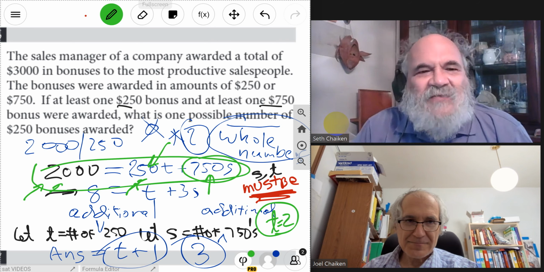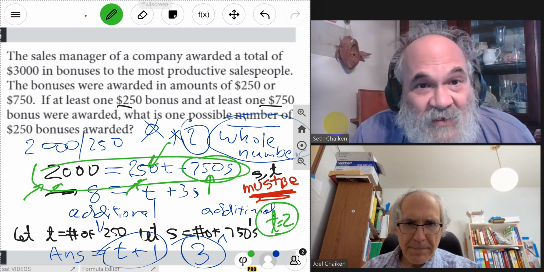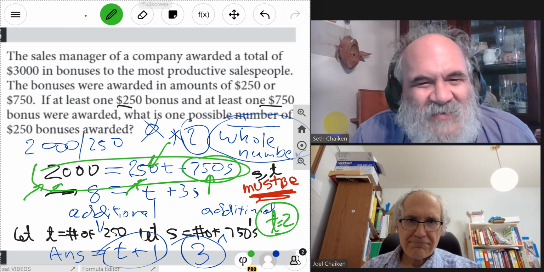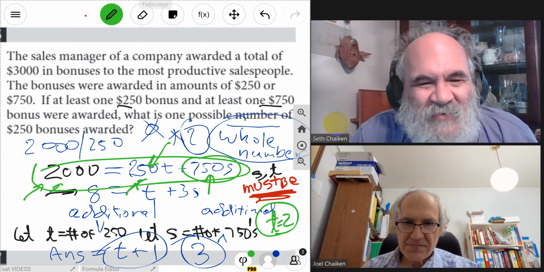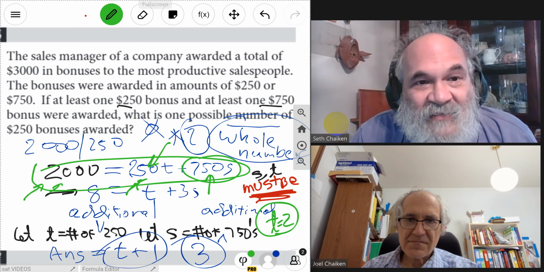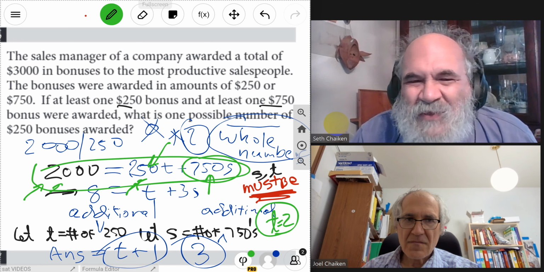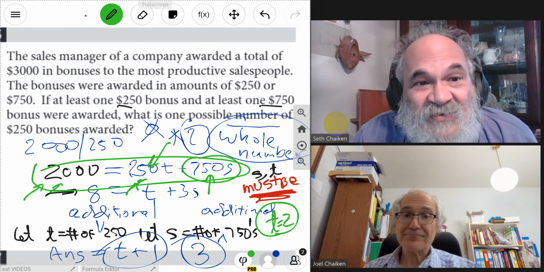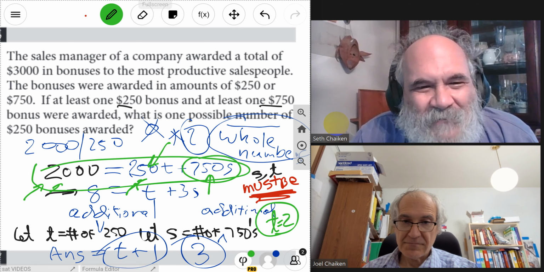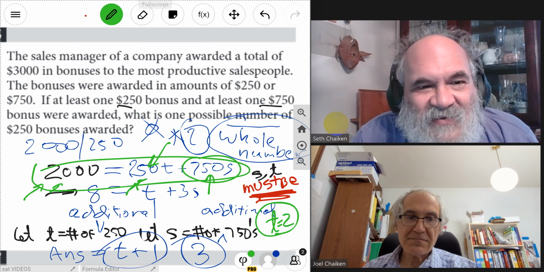No, I really like the idea that you start with S, using the fact that 750 is a big number, and so that limits what S could be. S cannot be 3. So S could be either 0, 1, or 2. If S is 0, then it works. Then T could be 8.